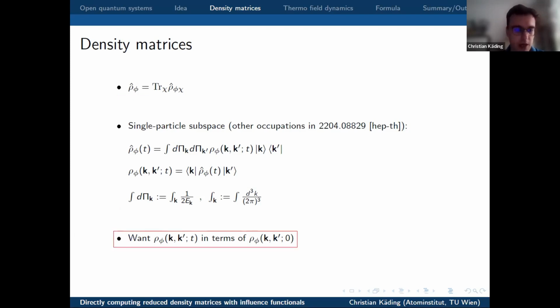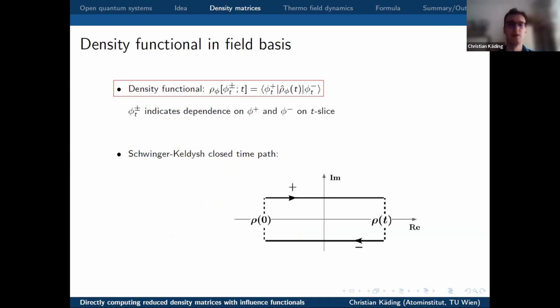So what I want to find now is an expression for my density matrix at time t in terms of the density matrix at time 0. So I put in some initial data that I know as an experimentalist, for example, and then I find out, okay, my density matrix looks at time t in this way. Yeah, so I could see the coherence and things like that. Okay, so what is already known?